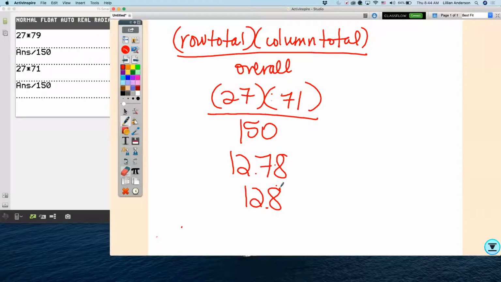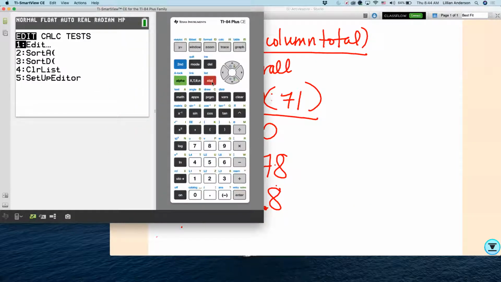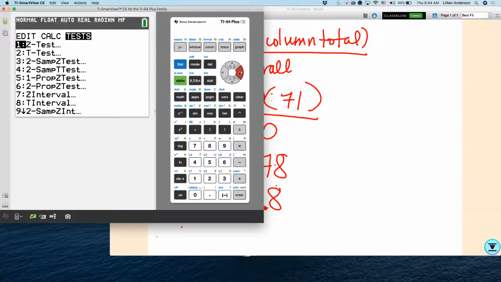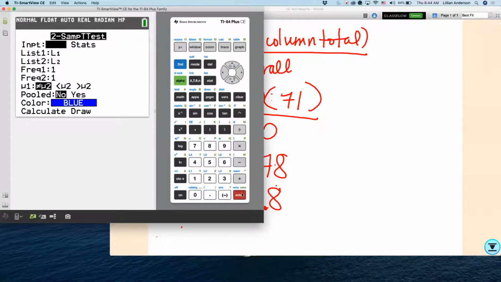And for a t-test, it always needs to be pooled, right? A t-test is always pooled. Remember, when you go in and select the two sample t-test, there it is. You'll type your data into L1 and L2. Frequencies will stay as one, and depending on whether the alternative is not equal to, less than, or greater than, you'll choose that option. Pooled is always yes.